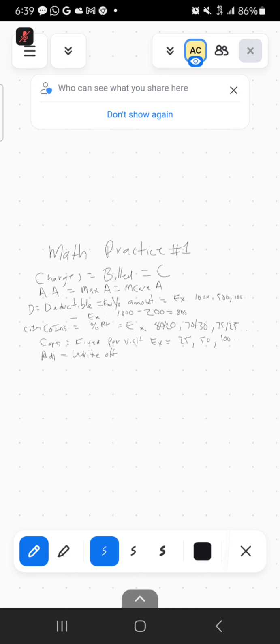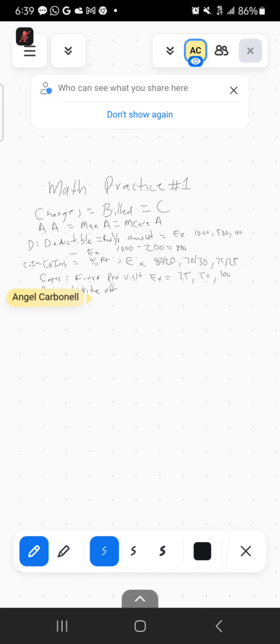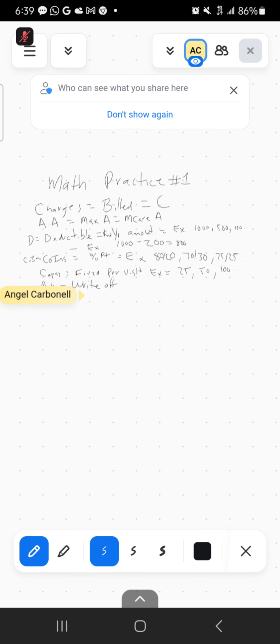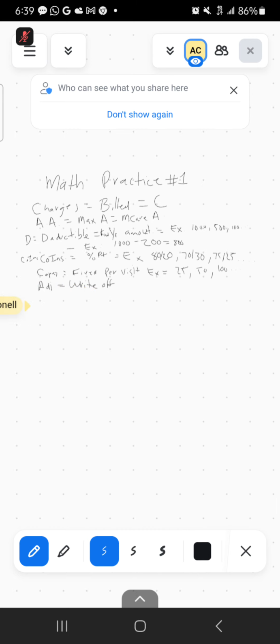And then the last word is adjustment. Adjustment is the same as write-off. So I'm gonna move this up, and I'm gonna keep showing this little part here so we don't get out of sync. And then what I'm gonna do now is show you something that can happen in a few examples.